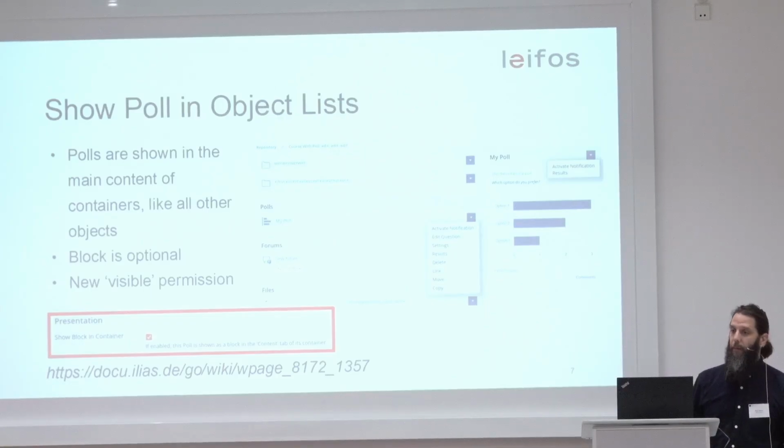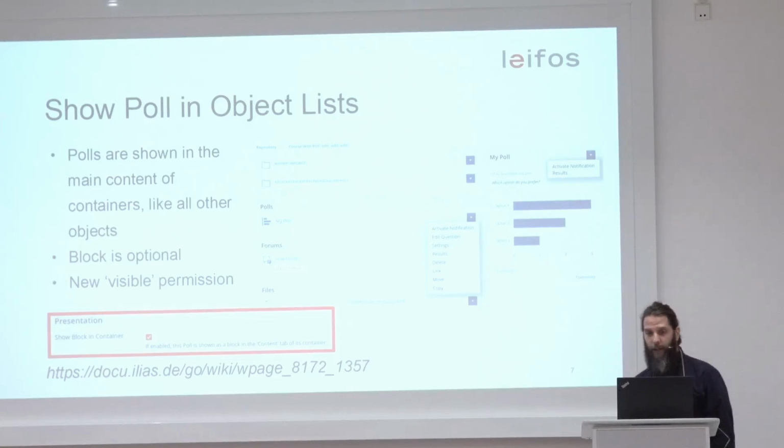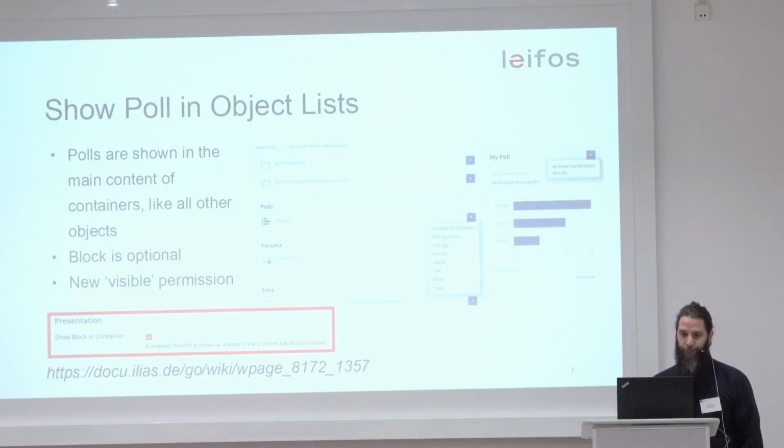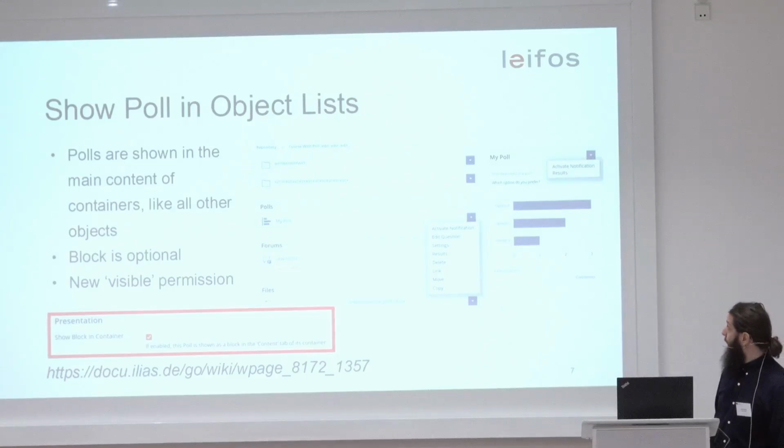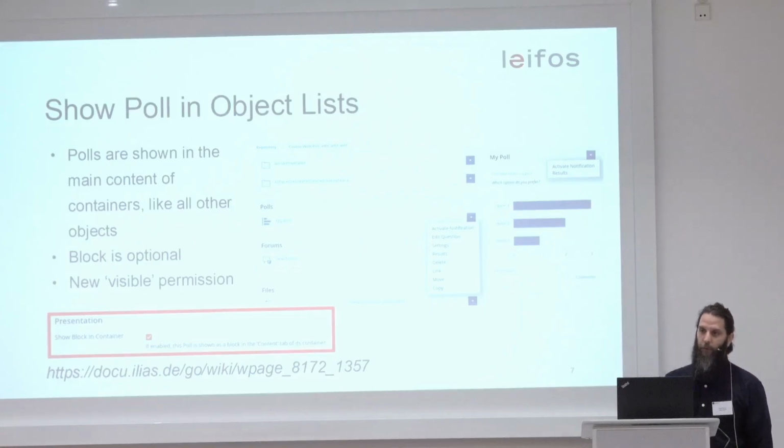Also, the polls are about to be shown on the objects lists, like every other object. This is an improvement of the maintainability of the poll, and also, if it behaves like every other object, it's easier to use. And the block, like the presentation right now, is an optional one, or will become an optional one. And the goal is to first of all let the poll behave like every other object. And if you want to, you can enable the extra view on the side via the block.